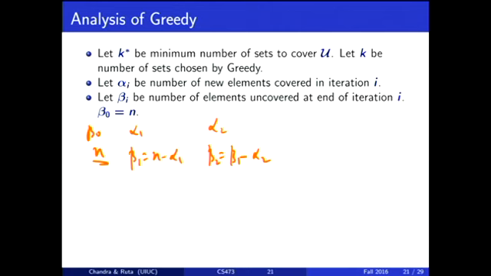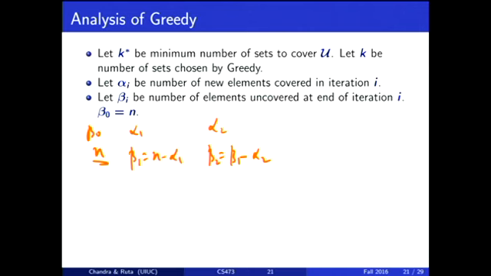Is that point clear? At any step, I know that there exist k star sets which can cover all the remaining uncovered elements, right? So the best set I'm going to pick at that point should cover at least the remaining elements divided by k star. So that's it. That is the basic, fundamental, simple analysis idea. That's all. There is nothing after that.